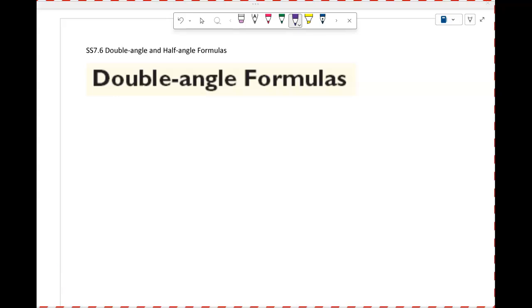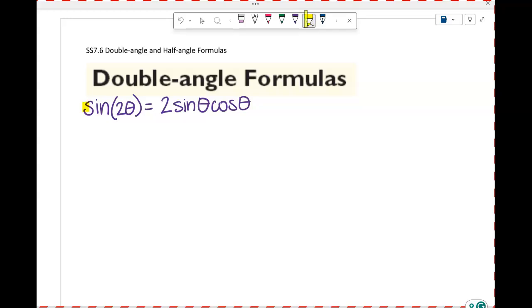All right, guys, so 7.6 says double angle and half angle formulas. So we are going to start with double angle for sine. Your first identity for double angle is sine. I'm going to write sine of 2 theta. Doubling meaning that is 2 of it. So sine of double angle is going to be 2 times sine of theta times cosine of theta.